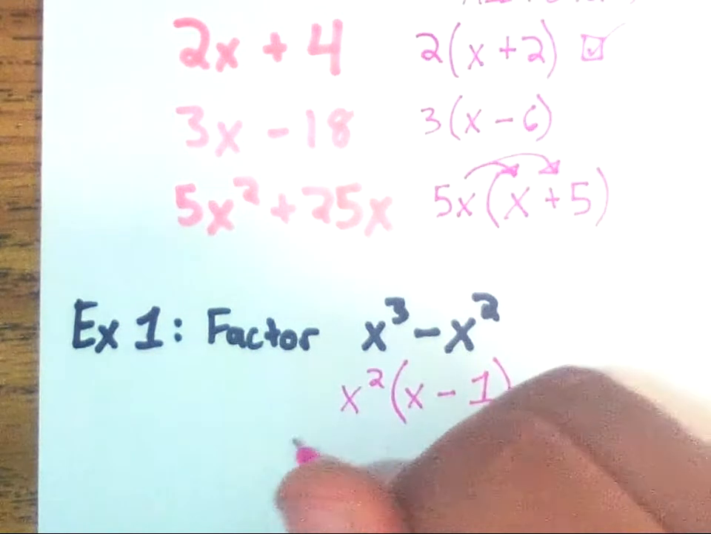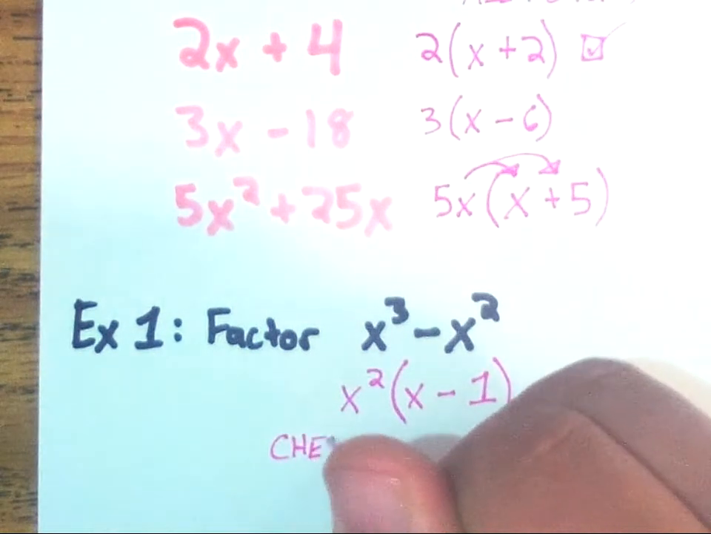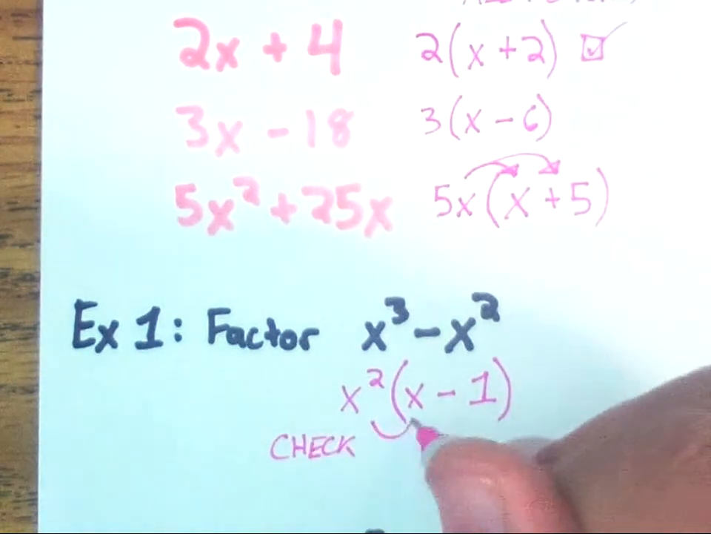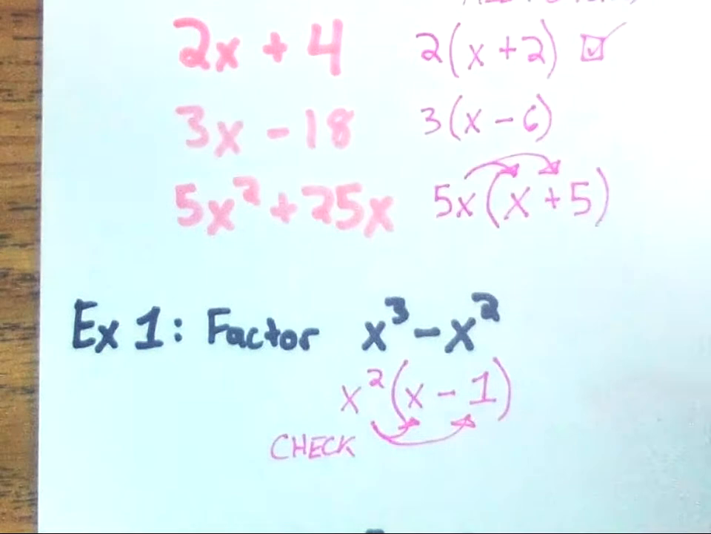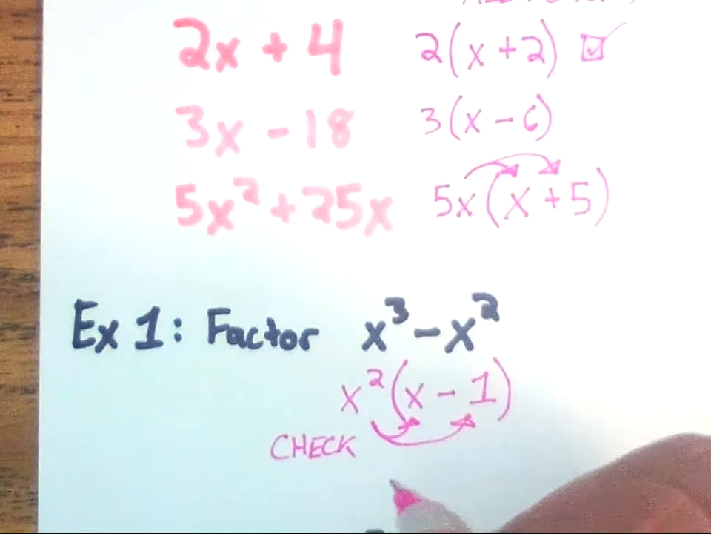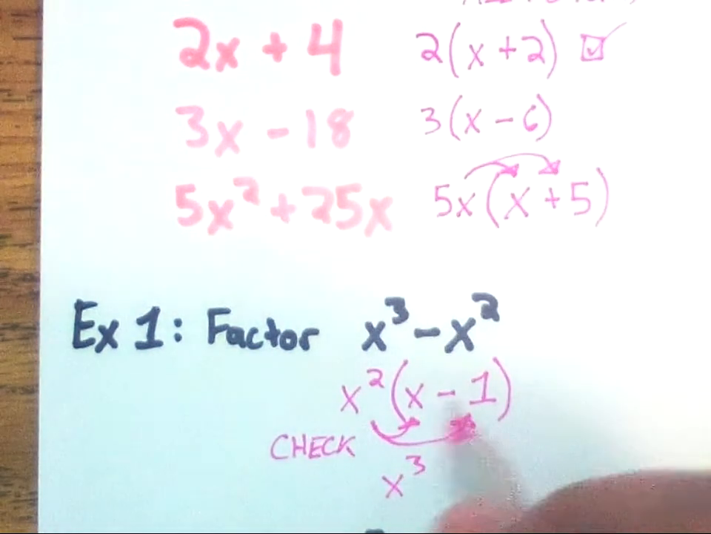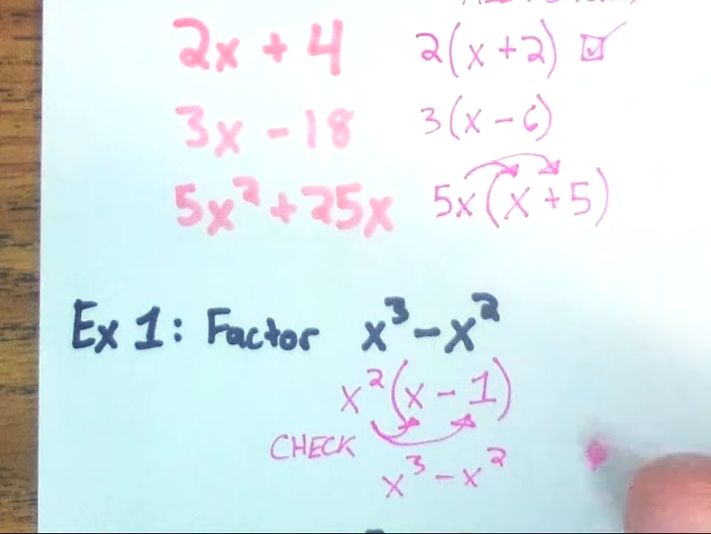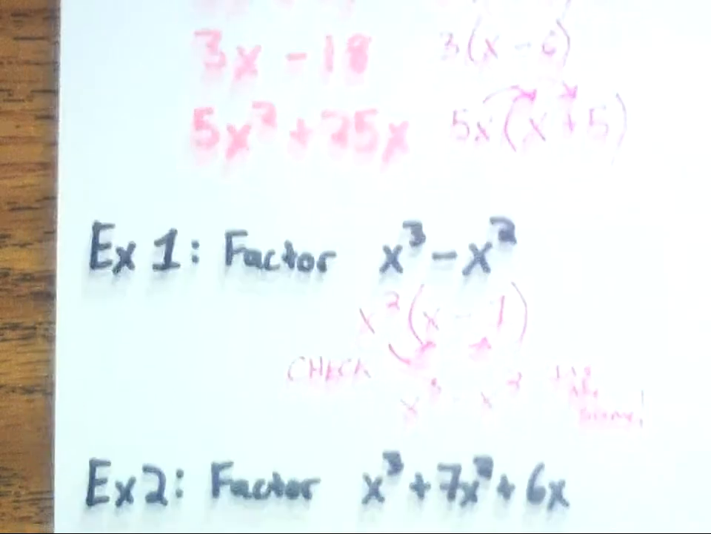Again, very easy to check this by just distributing back out. When we do that, we get x squared times x, we get x cubed minus x squared. And it's the same. So we know we got the right answer. Let's take a look at another example here.